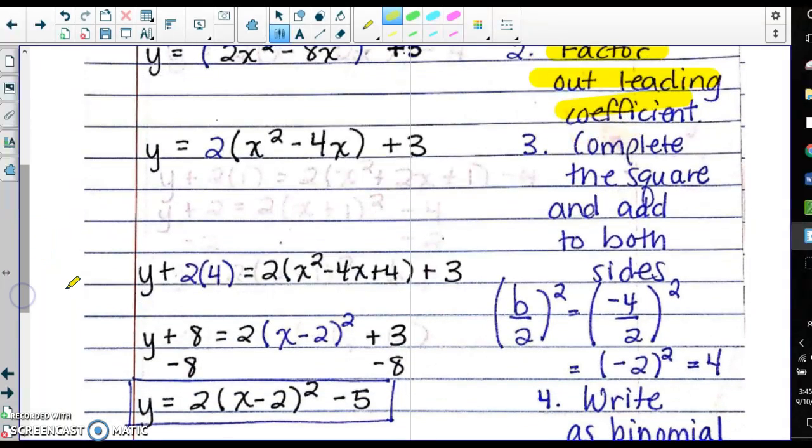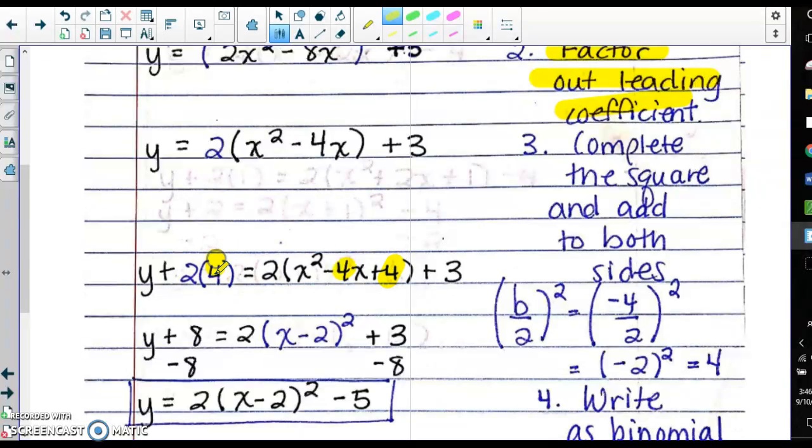Your b term is negative 4. So you're going to take negative 4 divided by 2 and square it. Negative 4 divided by 2 is negative 2. Negative 2 squared is a positive 4. So I'm going to add in positive 4 on both sides.